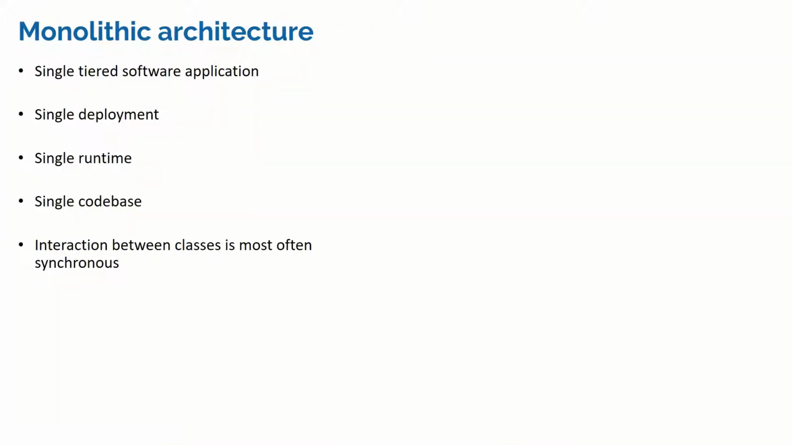And this is a comparison again of what I just said earlier. For monolithic architecture, it is normally single tiered. You have a single deployment of the entire code base. You have a single runtime, single code base, and the interaction between classes is most commonly synchronous. So these are some of the common features of a monolithic architecture.